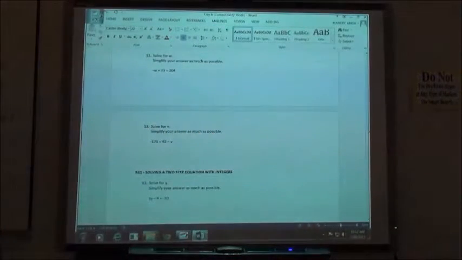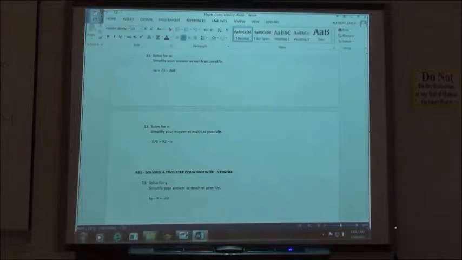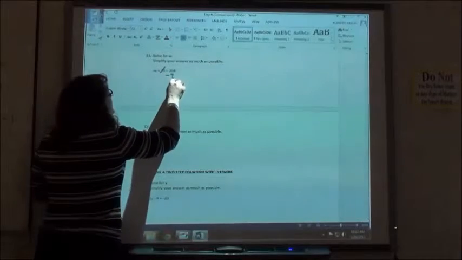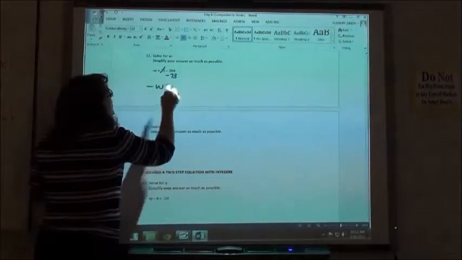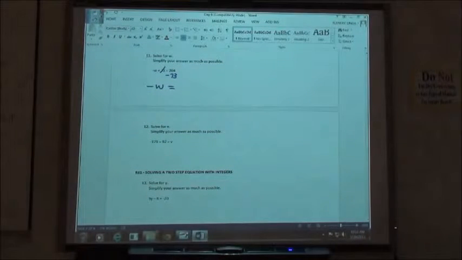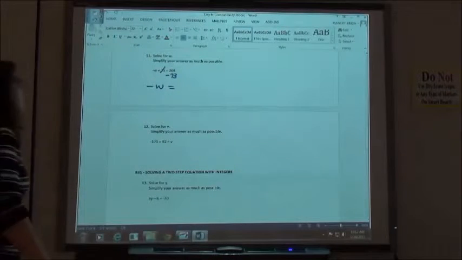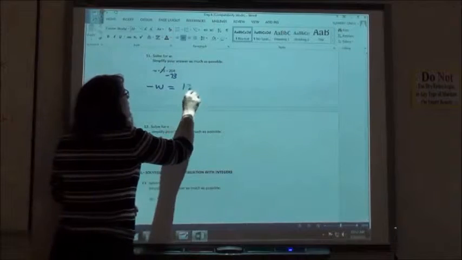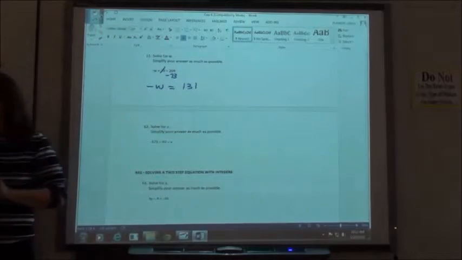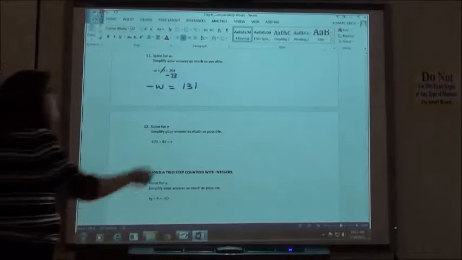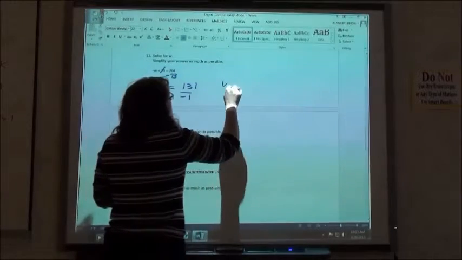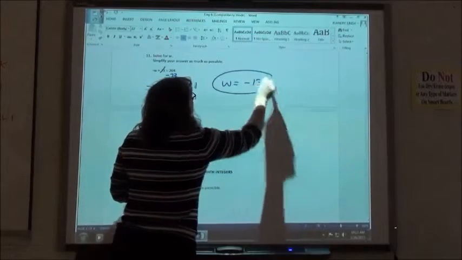So number 11, if I want to solve that for w, what's the first thing you want to do? Which way do you prefer? Subtract the 73? So if we subtract the 73, we're going to get negative w equals, and what's 204 minus 73? 131. We then have to remember that we need to get rid of that negative, so we're going to divide by negative 1. And so w is going to equal negative 131.